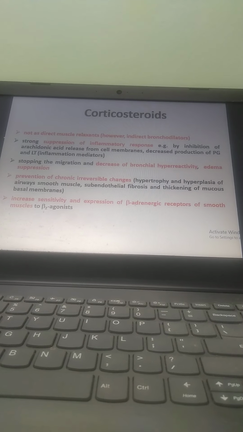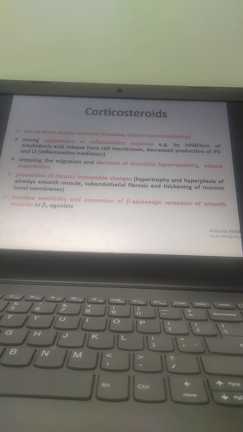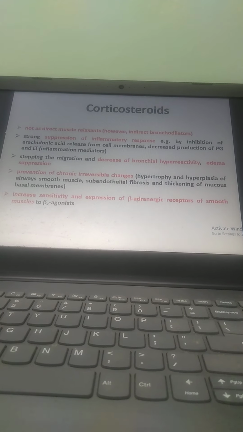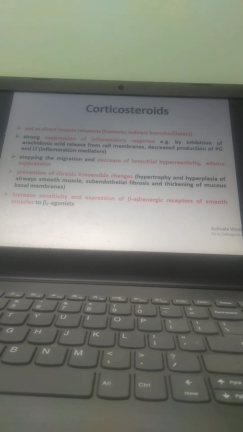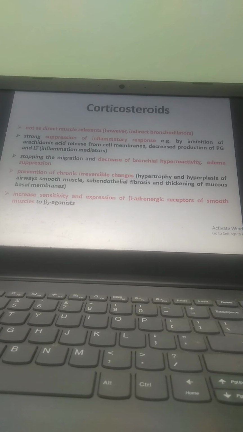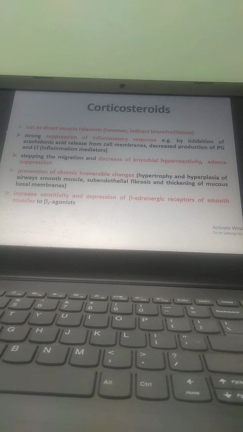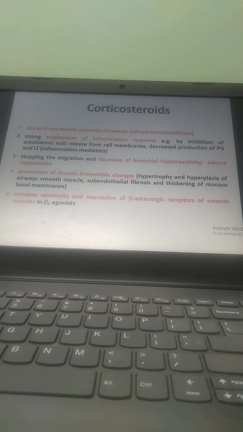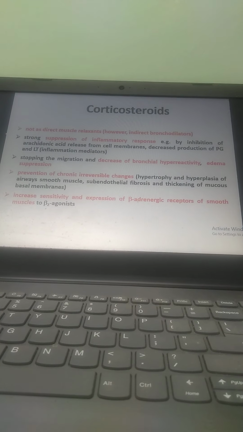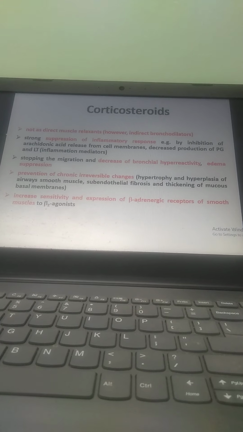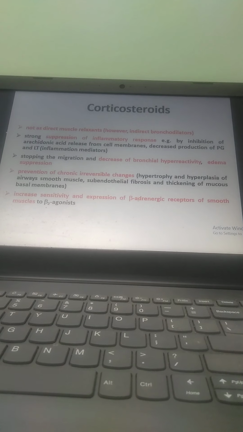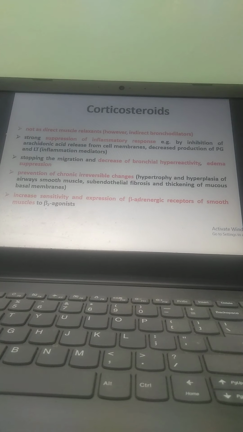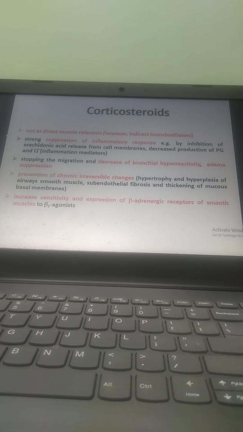Now, corticosteroids. What is the role of the corticosteroid? Not as a direct muscle relaxant. It is an indirect bronchodilator, so you should remember, it is not a direct bronchodilator. Strong suppression of the inflammatory response, by inhibition of arachidonic acid release from the cell membrane, decreasing the production of PGs and LTs, the inflammation mediators, stopping migration, decreasing bronchial hyperactivity and edema, and preventing chronic irreversible change: hypertrophy and hyperplasia of the airway smooth muscle, subendothelial fibrosis, and thickening of the mucous basal membrane. Increased expression of the beta-adrenergic receptors of smooth muscles, increasing sensitivity to beta-2 agonists.